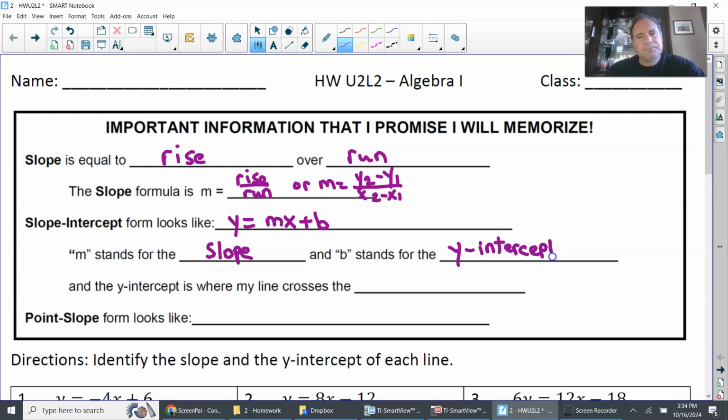And remember, the y-intercept is where the line crosses the y-axis, right? And the slope is the incline or decline of the line, all right? The steepness of that line. The y-intercept is where my line crosses the y-axis.